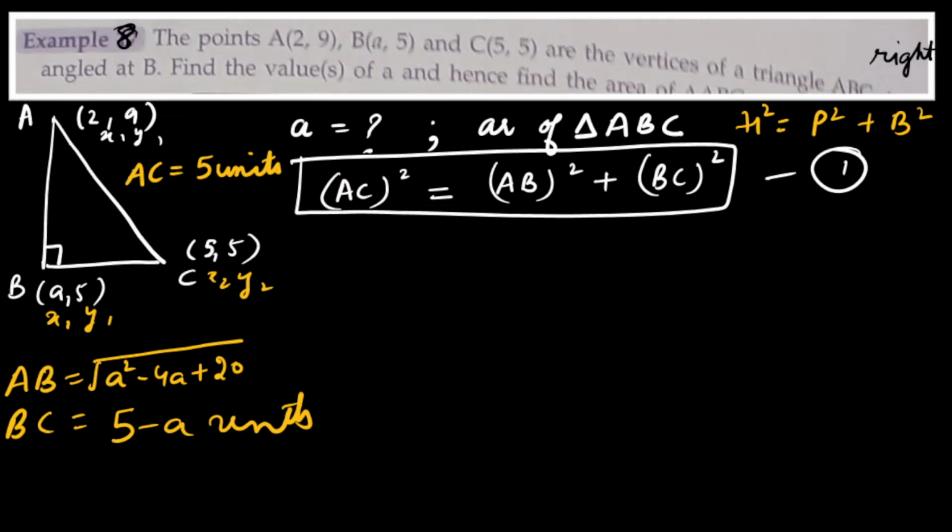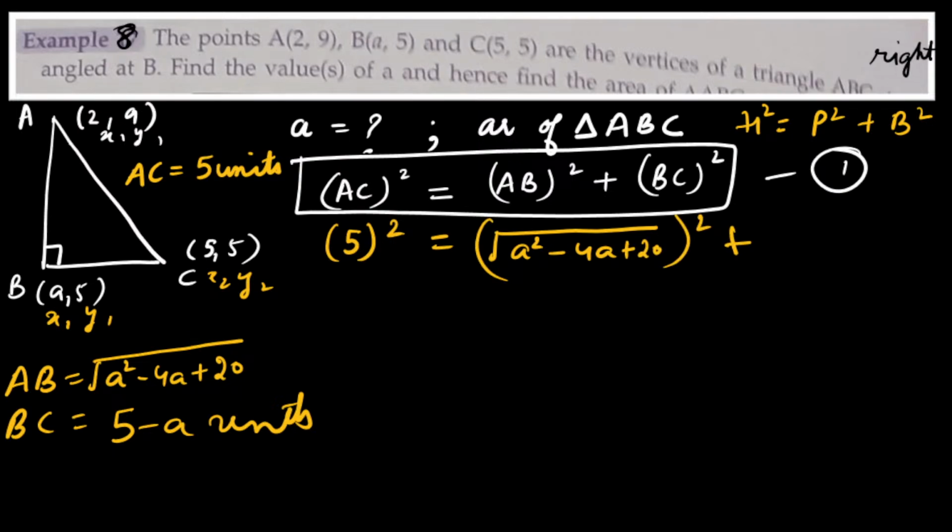Now we just have to substitute here. Okay, I'll just substitute now. Just check. Okay, so AC is 5. So I'm just going to substitute. So 5 square. AB is how much? AB we have found square root of A square minus 4A plus 20, then its whole square. BC is 5 minus A whole square. So substitutions I have done.